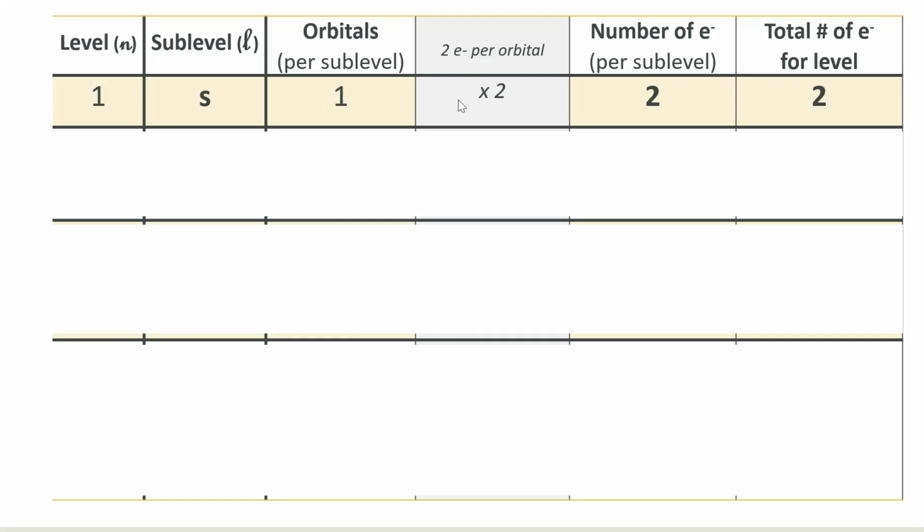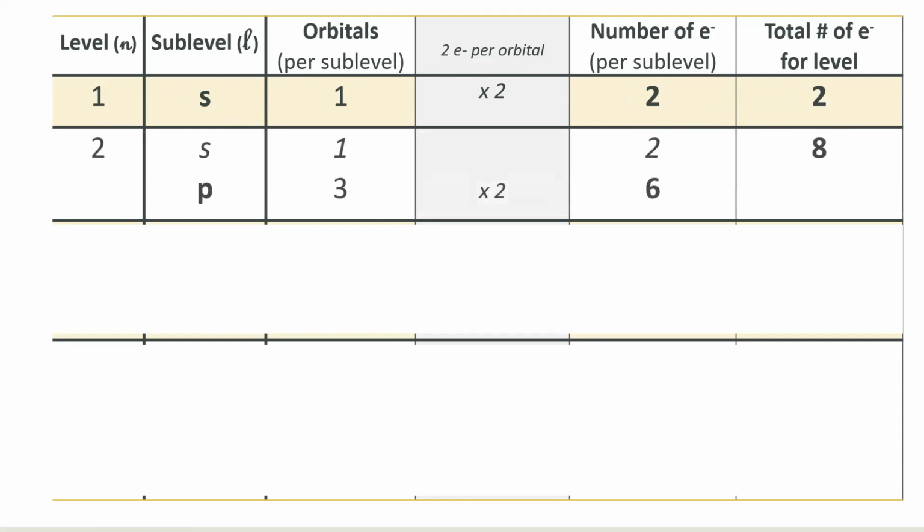For every orbital, you can have 2 electrons. So in S, the 1 orbital, there's a max of 2 electrons. For this entire level, since S is the only sublevel, you can have 2. So level 1 can hold a maximum of 2 electrons. S can hold a maximum of 2 electrons.